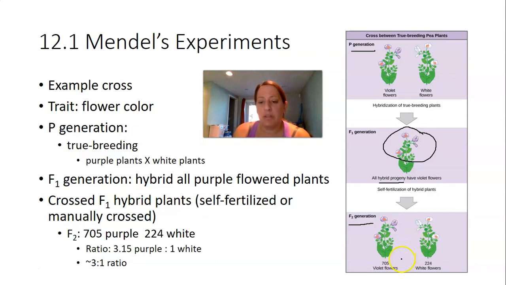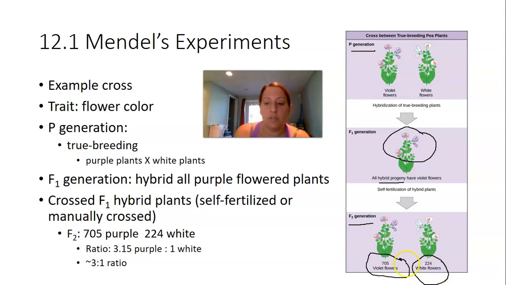And he ended up with, okay, so in this case, if he looked at all of the offspring, after he mated these, he took the peas, he planted them, and he allowed plants to grow. He ended up with 705 plants that produced purple flowers and 224 plants that produced white flowers. Okay, so what's the ratio? So you're going to have to figure out ratios in lab. So let me show you how to do this.